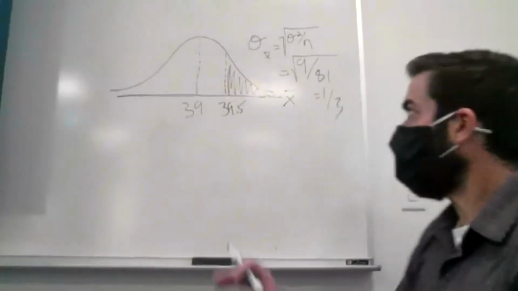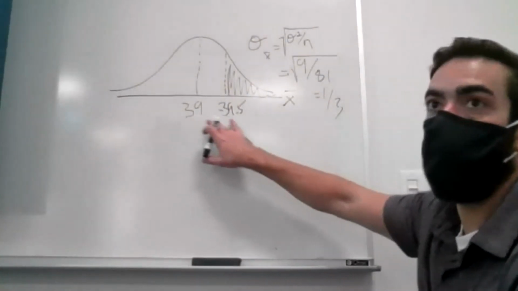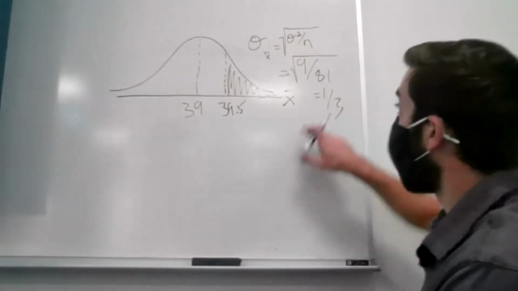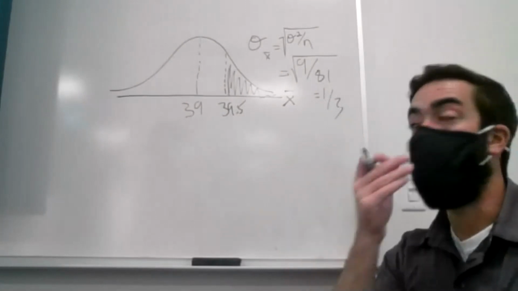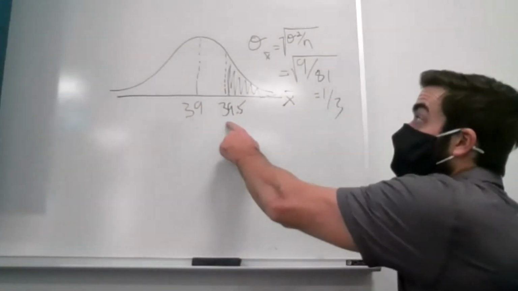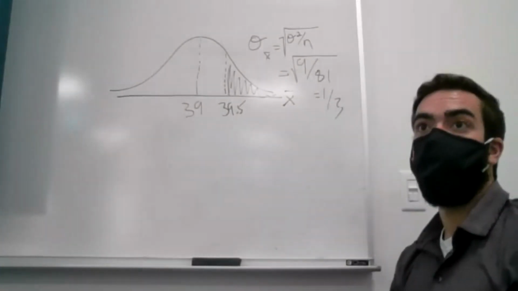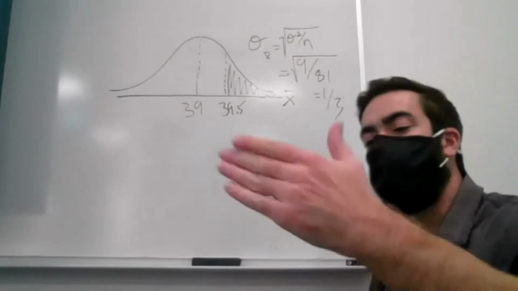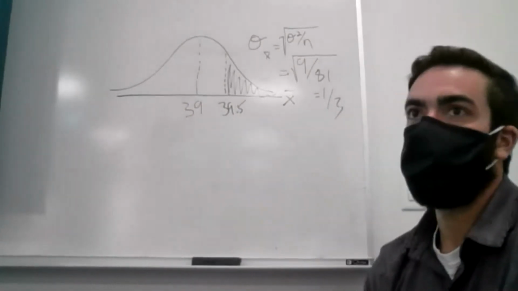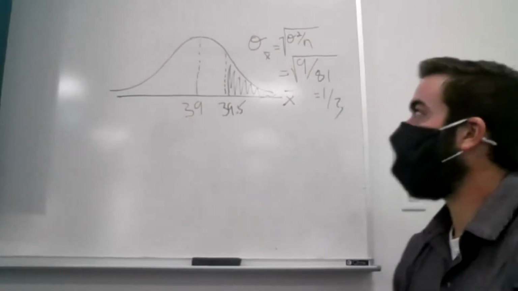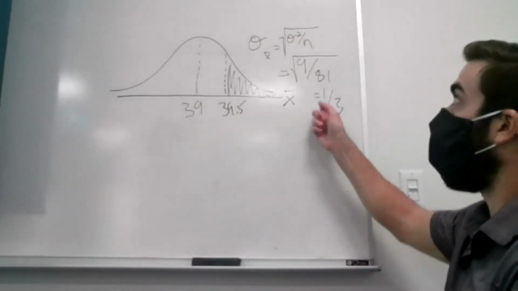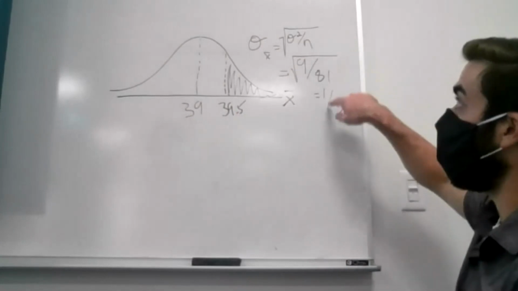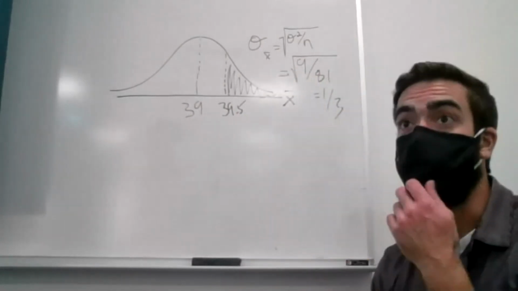Because even though this isn't very far away in terms of the number, remember, the standard deviation is 1/3, right? So this is actually more than a standard deviation away from the mean. So when we deal with sample means and other sample statistics, we can't just look at how far away from the mean it is, because when we take high sample sizes, this is going to decrease our standard deviation pretty quickly.